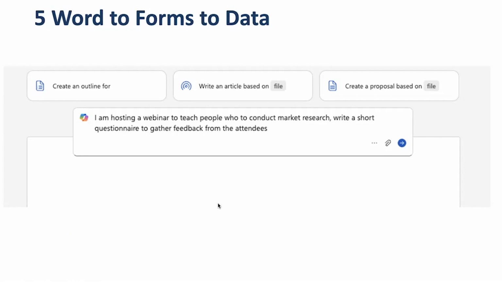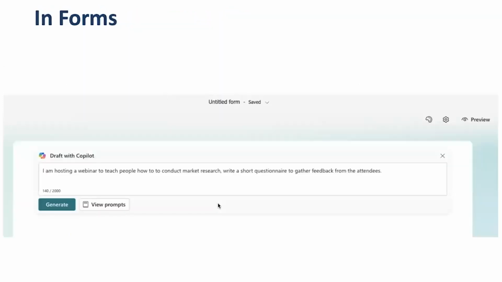So I could do that in Word and it would generate a Word questionnaire, and then I could ask it for suggestions and make changes, and I could send that complicated Word questionnaire with routing and all those sorts of details to my stakeholder and say, is this what we want to do? But if you've got a really simple one, I'm going to build on this tip and say, do it in Forms. So you go into Forms and say, I want to draft this with Copilot. I'm hosting a webinar to teach people how to conduct market research, write a short questionnaire to gather feedback from the attendees. So it's the same sort of exercise.